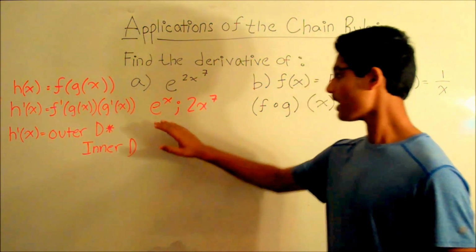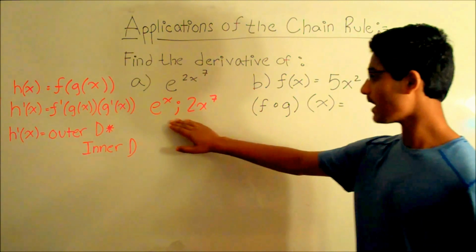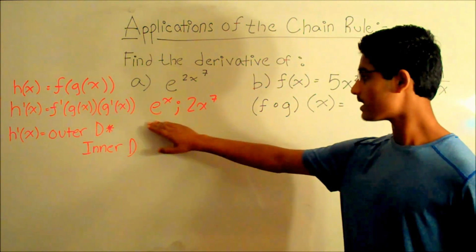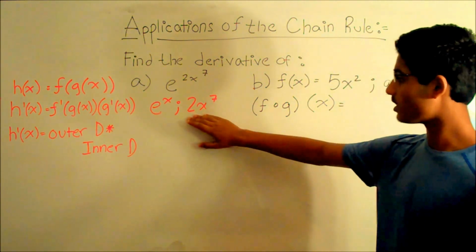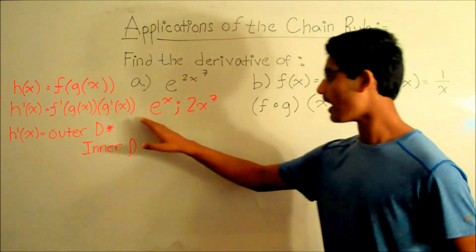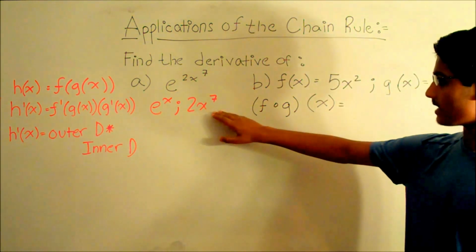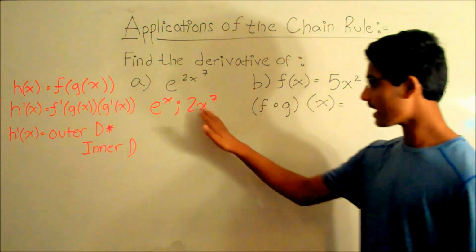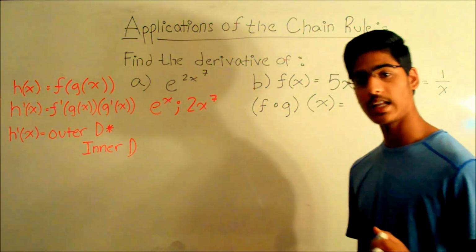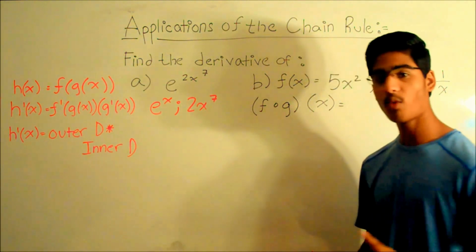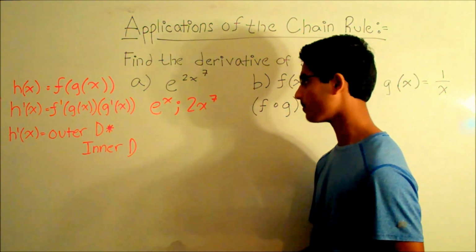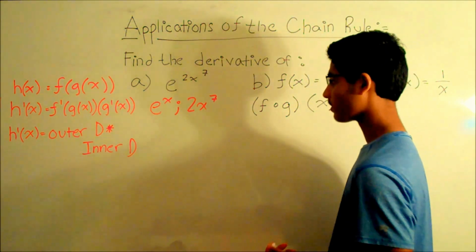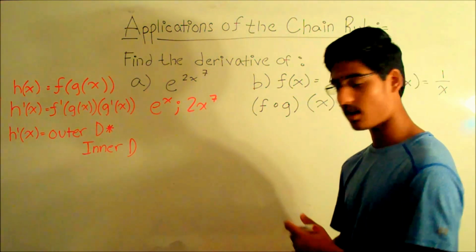Keep in mind that you can have more than two functions. Instead of having e to the x to the 2x to the 7th power, you can have e to the x to the 2x to the 7th power, and then another function. In that case, you would have to do what is called a nested chain rule, when you have more chain rules within one chain rule. So, now that we have these two parts, let's get started.